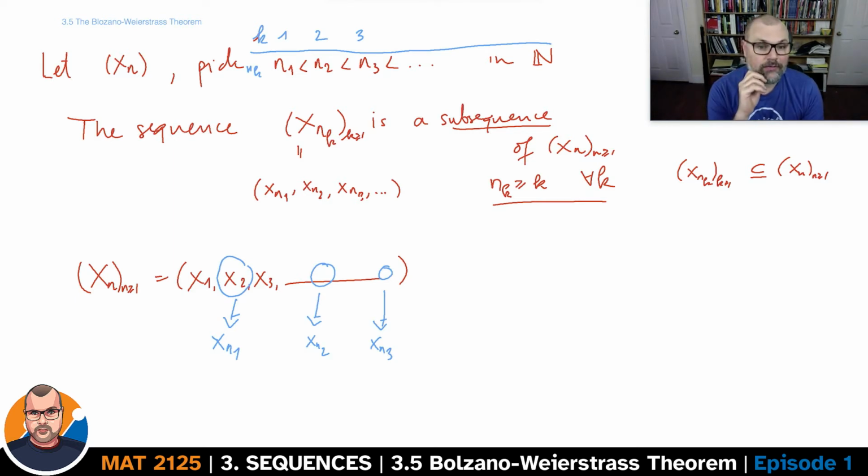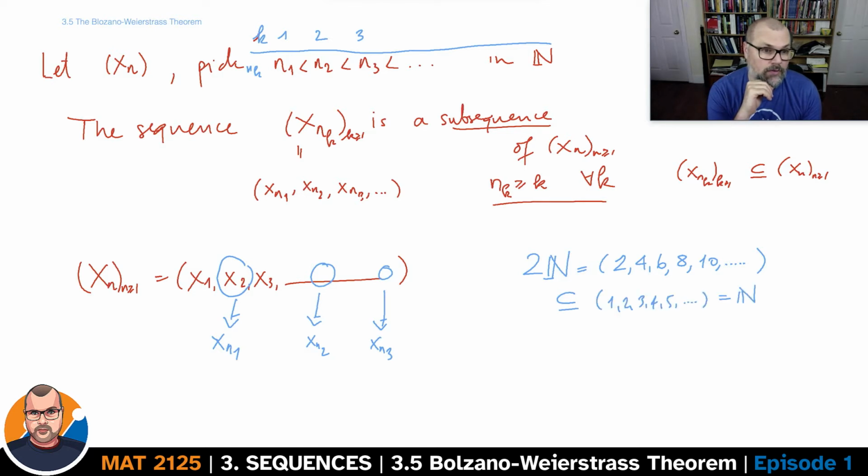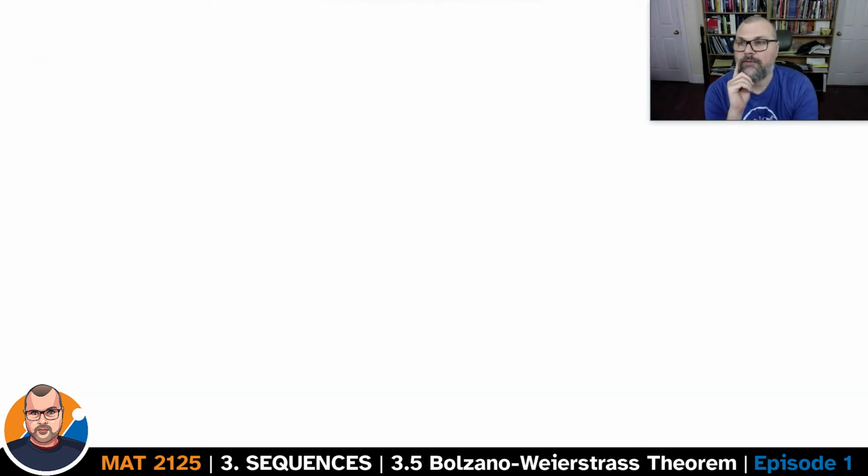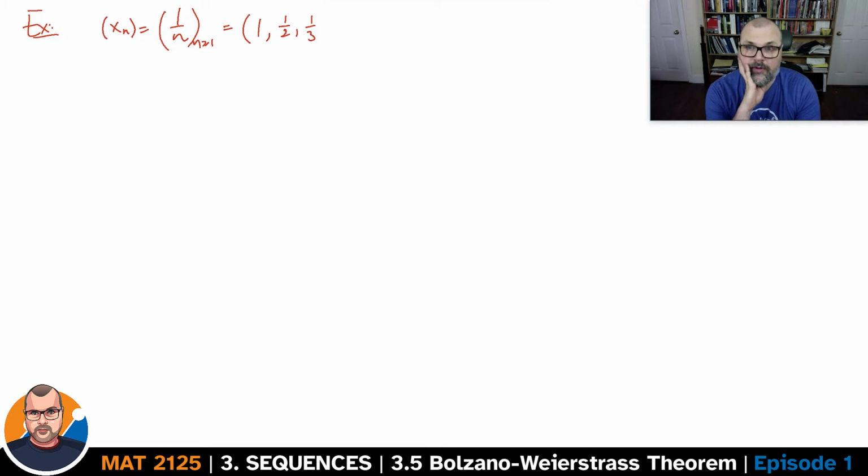And you can sort of think of 2n, the set of even integers written as a sequence, to be a subsequence of the sequence n, or n written as a sequence, not as a set. Here's another example. Say that your sequence x_n is 1 over n, that is 1, 1/2, 1/3, 1/4, and so forth.